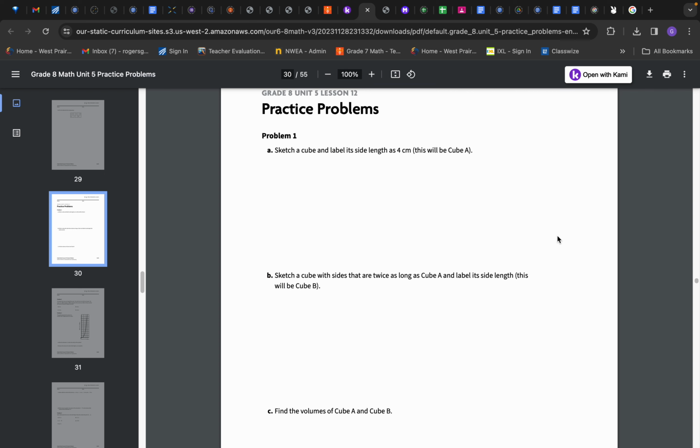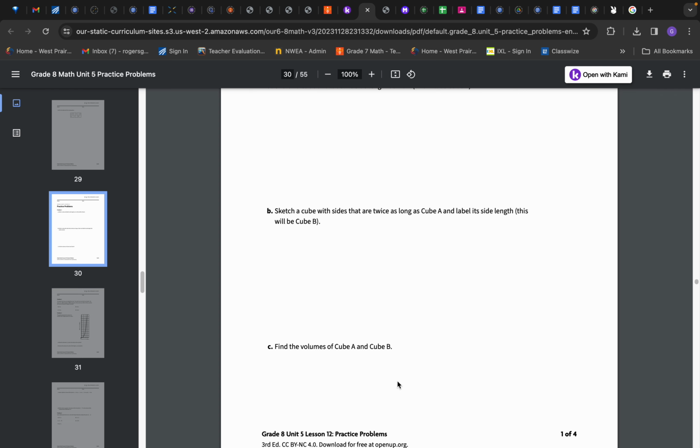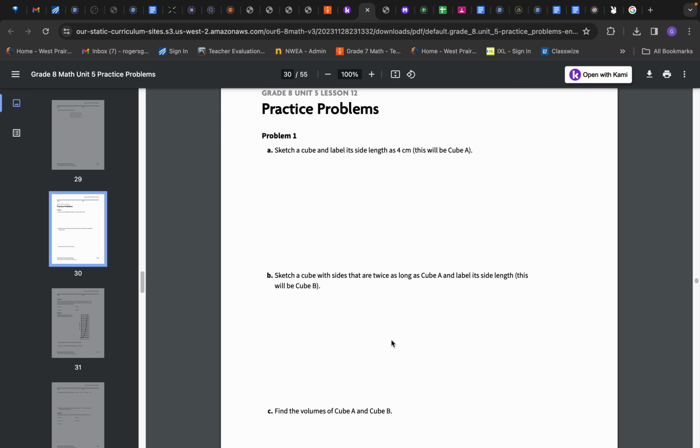So you can do that. Part B says sketch a cube with sides that are twice as long as cube A and label its side length. This will be cube B. So you're going to draw one cube and label the side length as 4. And then it says find the volumes of cube A and cube B.